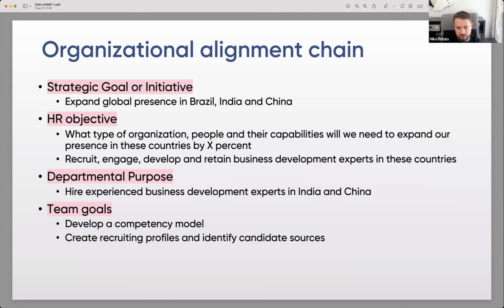Organizational alignment chain: a strategic goal or initiative, like expand global presence in Brazil, India, and China. Then we align our HR objective. What type of organization, people, and capabilities will we need to expand our presence in these countries by X%? Recruit, engage, develop, and retain business development experts in these countries. And departmental purpose: hire experienced business development experts in India and China. And then could be team goals: develop a competency model, create recruiting profiles, and identify candidate sources.